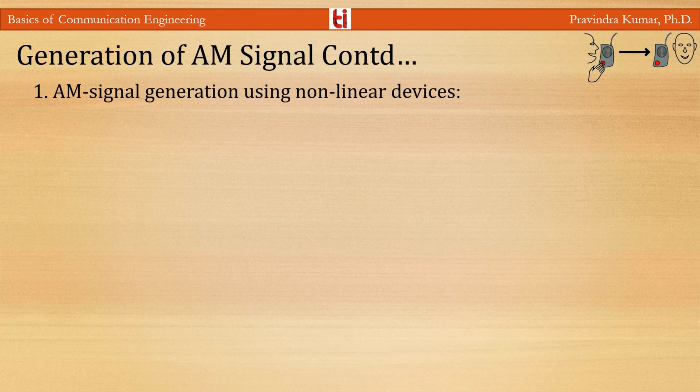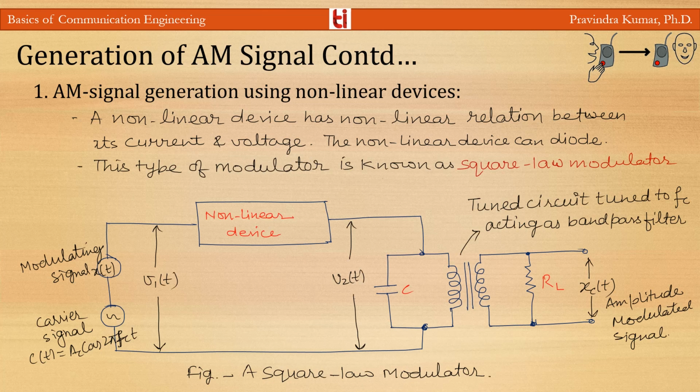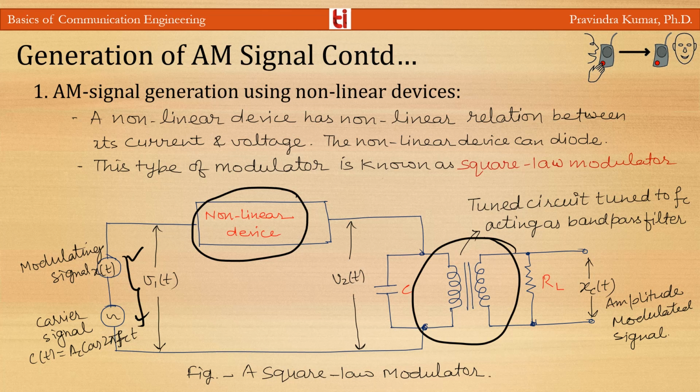The non-linear device can be a diode. A non-linear device is a device with a non-linear relationship between its input and output, or you can say between its current and voltage. This type of modulator is known as a square law modulator. In this circuit, you can see it consists of a non-linear device, the modulating signal and the carrier source, and also a band pass filter.